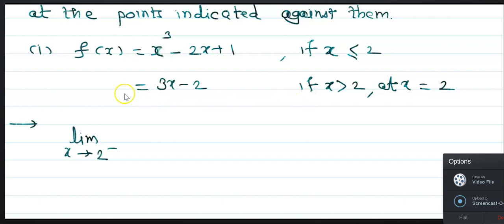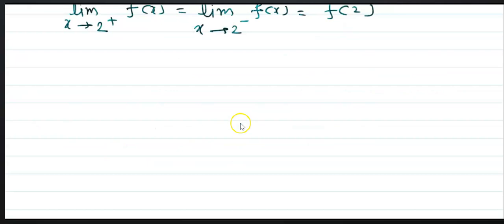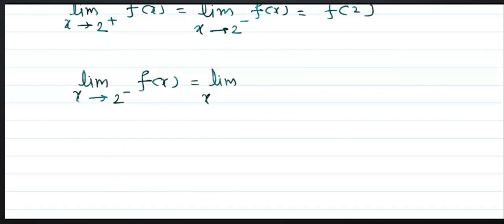And next, f of x is equal to 3x minus 2 if x is greater than 2. That is, our point is 2. To the left hand side, we take this function, and to the right hand side, that is, x is greater than 2, we take here 3x minus 2. Now, first of all, we write it. Limit x tends to 2 plus means what? We are finding the right hand side limit, left hand side limit, and the value of the function, that is f of 2.